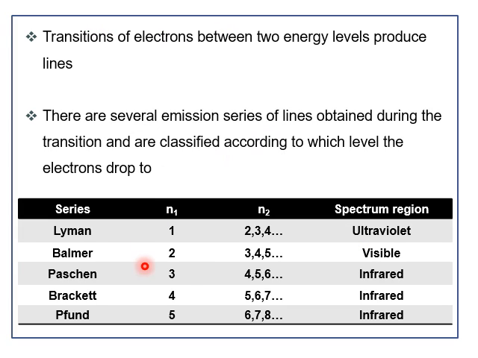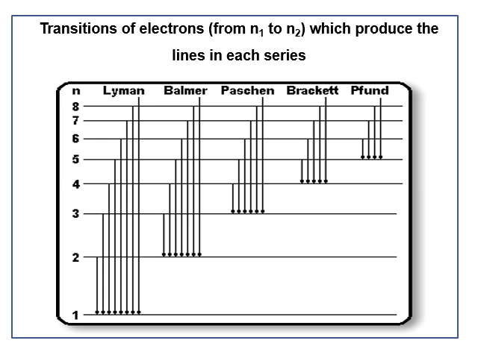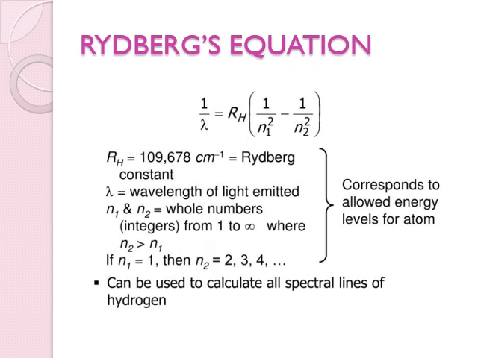For example, Balmer will start with N1 equal to 2 and N2 will be 3. So RH, please remember the value, 109,678 per centimeter, and this is the Rydberg constant. N1 and N2 are whole number integers from 1 to infinity, where N2 is normally bigger than N1. If N1 is 1, then N2 is equal to 2, 3, 4. It means it's bigger than that.